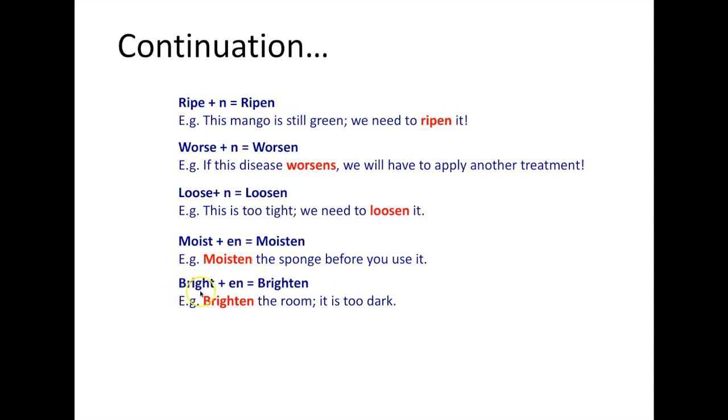Okay, so tenemos también el adjetivo brillante, bright, o que está alumbrado. And then entonces cuando adicionamos n, obtenemos brighten, que significa alumbrar, okay, o iluminar algo que esté oscuro. El ejemplo es brighten the room, it is too dark. So, ilumina la habitación que está muy oscura.